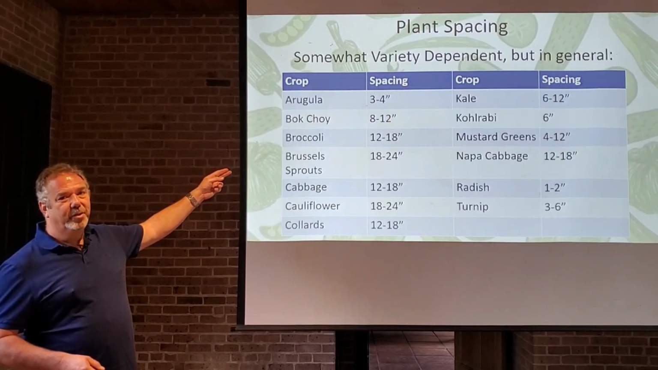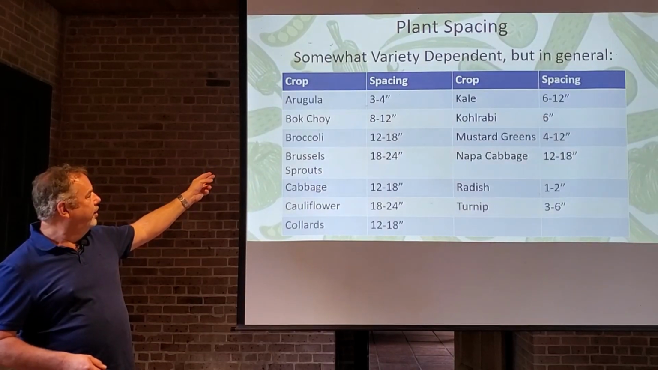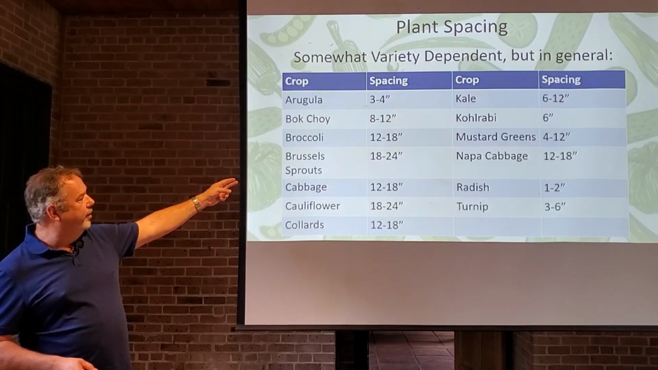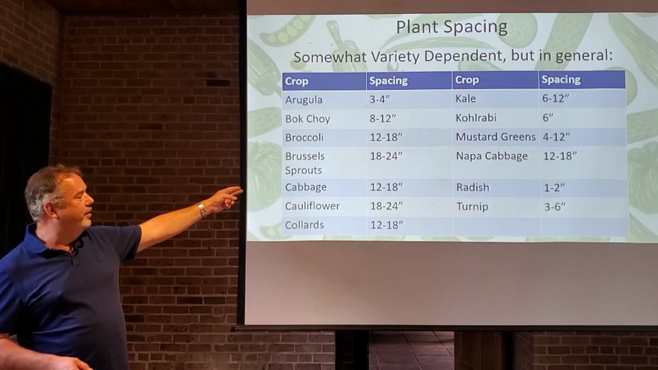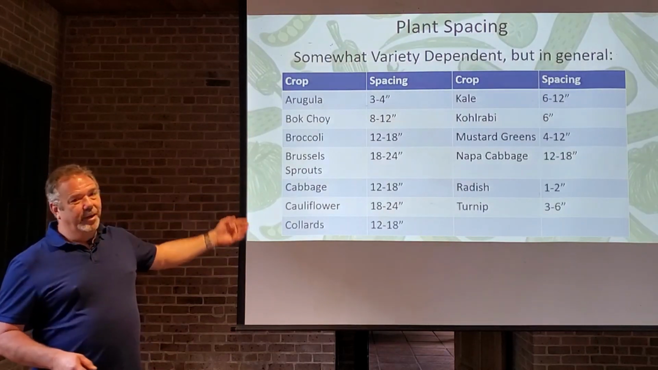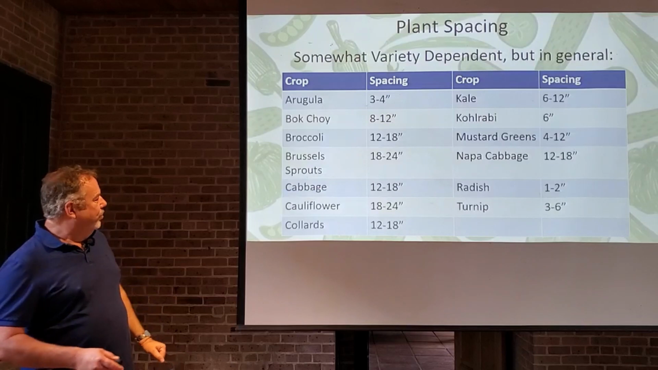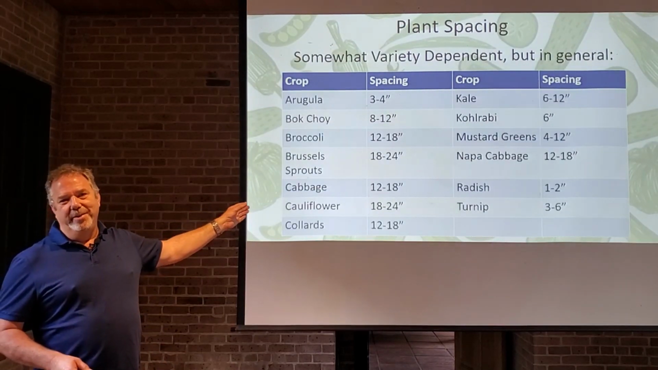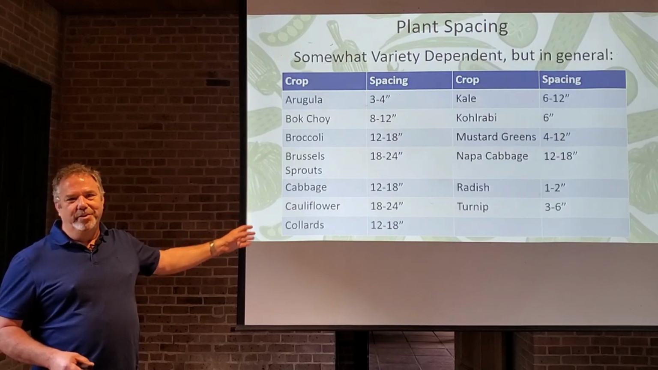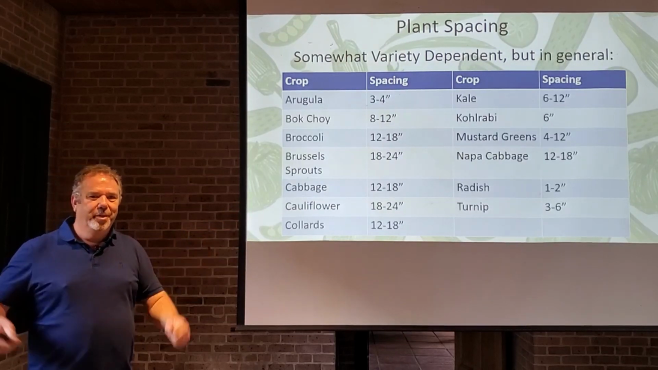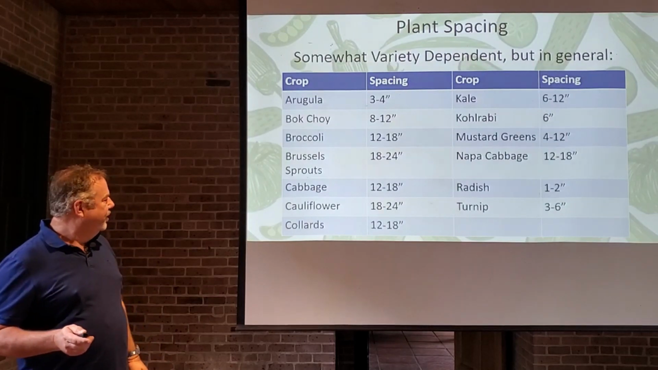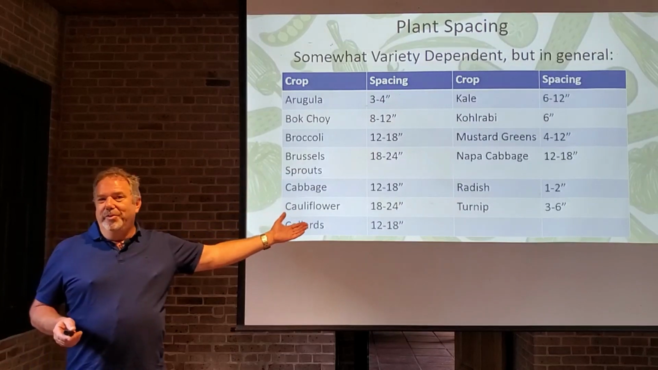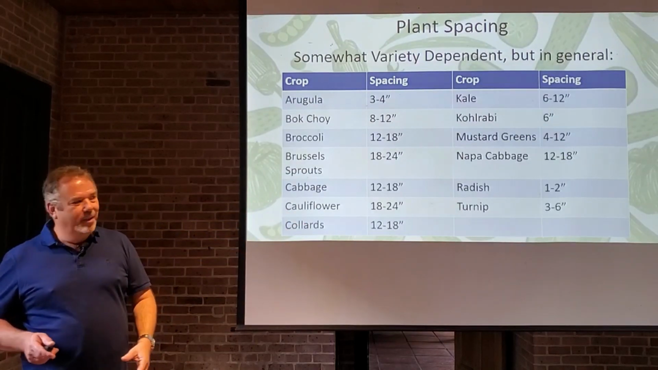Bok choy gets a little bigger, about 8 to 12 inches apart. Broccoli and Brussels sprouts are a lot bigger, 12 to 18 inches, and then 18 to 24. A Brussels sprout gets to be a very large plant. So cabbage, again 12 to 18 inches, and pay very close attention to this, because there are lots of varieties of cabbage, and some get very small, where some are as big as serving plates. And again on down the line, what's interesting, like radishes, is only 1 to 2 inches apart. So you can plant those very closely together.